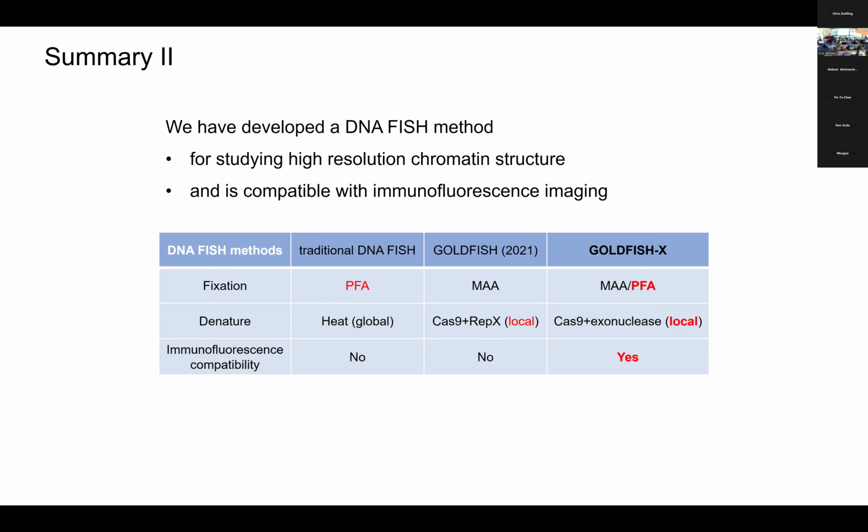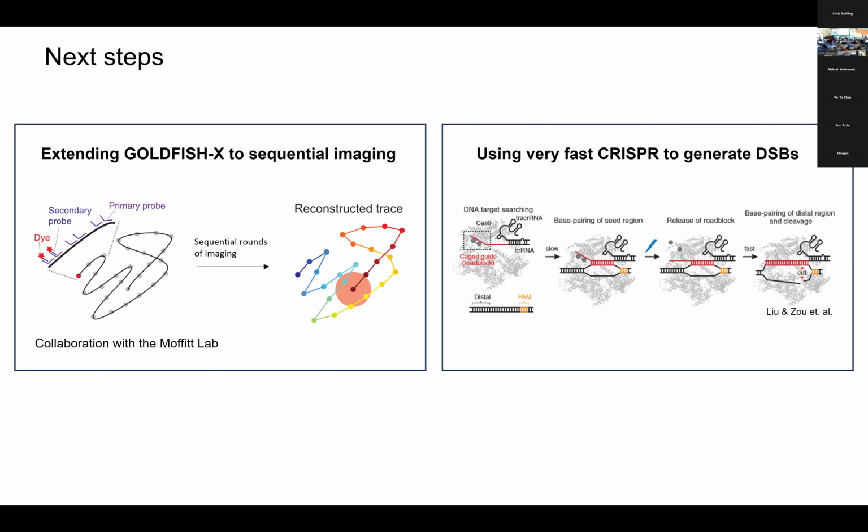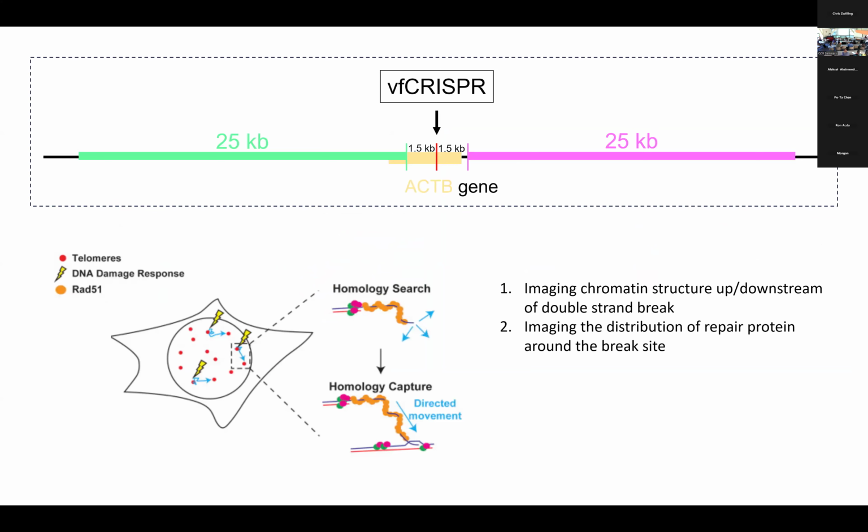Because we actually want to use it to study DNA repair. So that's our immediate next step. Now we have already kind of settled this method. We want to extend this method to do sequential imaging so that we can map out the fine structure of chromatin. Then we want to couple this with a very fast CRISPR so that at the end, we can generate a double-strand break and fix the cell after, for example, 30 minutes, 1 hour, 2 hours, 3 hours of the very fast CRISPR activation. And then we want to map out the upstream and downstream chromatin structure.